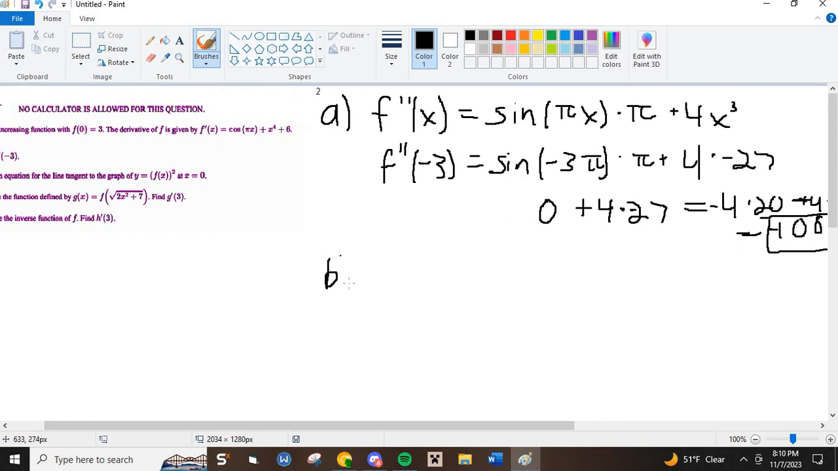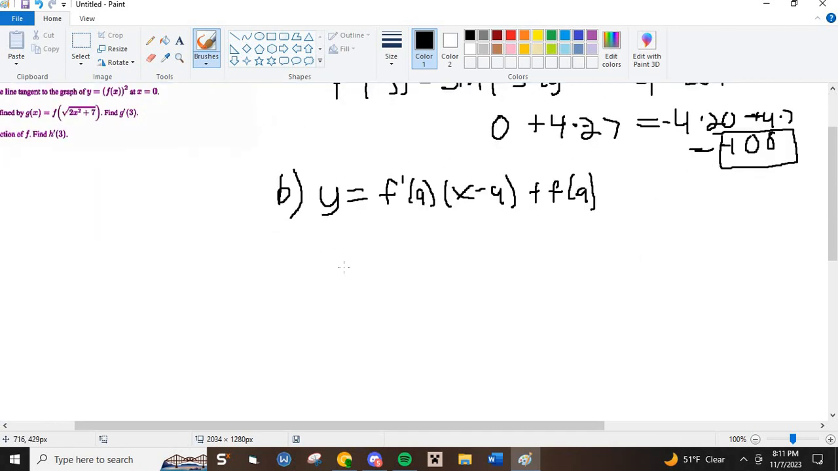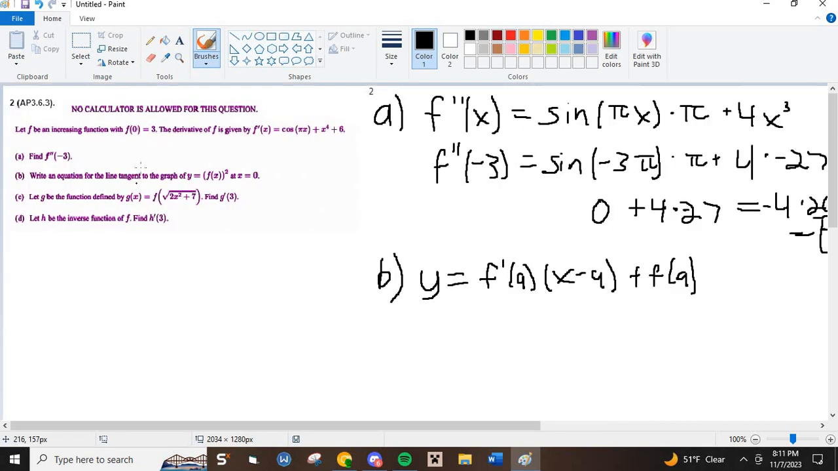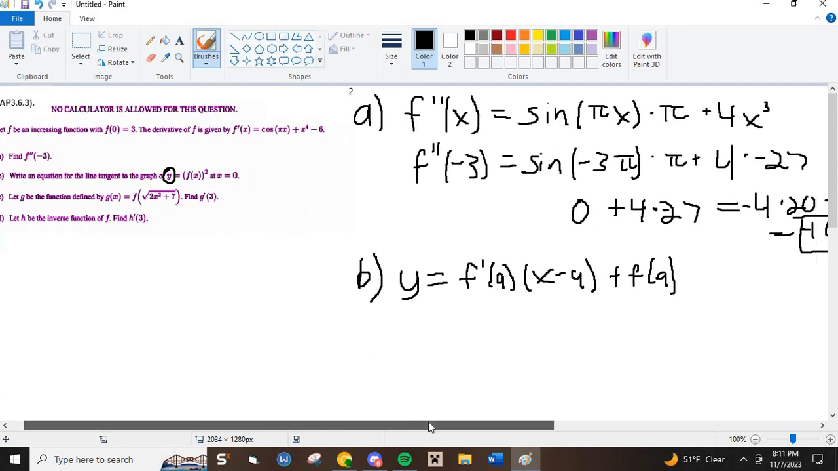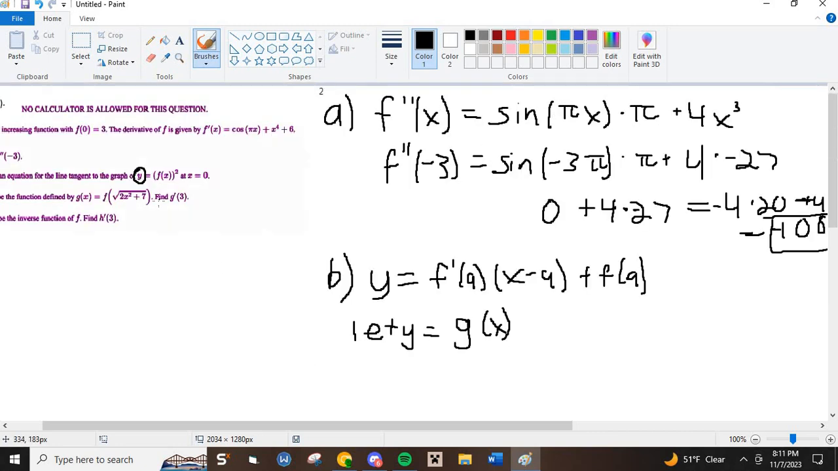For number 2, B, they want you to write the equation of a tangent line. Again, the equation of a tangent line is just y equals f prime of a times x minus a plus f of a. And they give you a function here, y, which is just f of x squared, and they want you to do it at x equals 0. So this is a different y. They want you to find the tangent line of the graph y, this y here. To avoid confusion, I'm just gonna set y to g of x, so this y here is g of x.